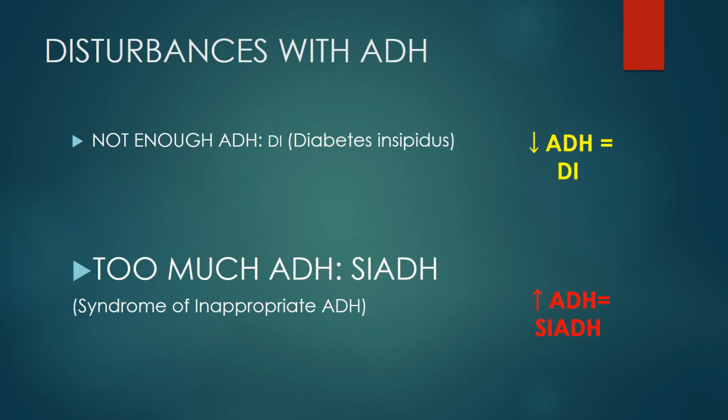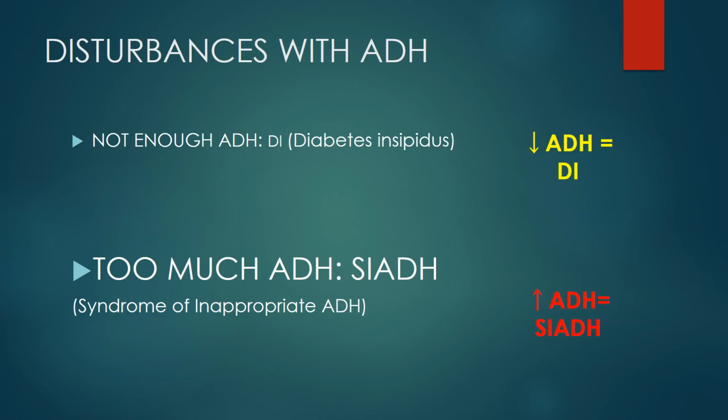So now we can jump into disturbances with ADH, or antidiuretic hormone. So we keep repeating, lots of ADH, lots of water in the body. Little ADH, little water in the body. Well, now we get to give those two disturbances in ADH labels. So here we have DI, or diabetes insipidus. That is the label for not having enough ADH, or low ADH. SIADH, or syndrome of inappropriate ADH, relates to having too much ADH or high ADH.